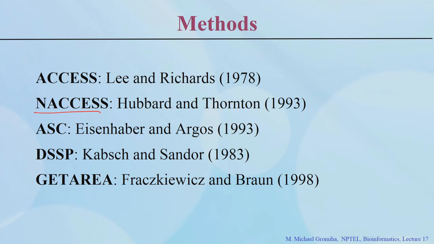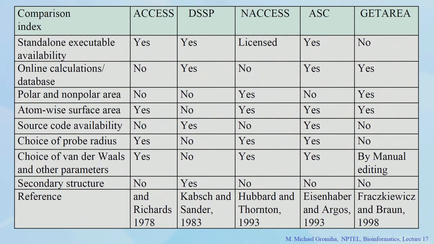Likewise, there are several other methods like ASC, DSSP or GETAREA. Earlier we discussed DSSP for the secondary structure of proteins. They combine the secondary structure as well as solvent accessibility, so in one file you can get all the data. So, these are some of the aspects of different methods. Why do we need different methods? The various aspects.